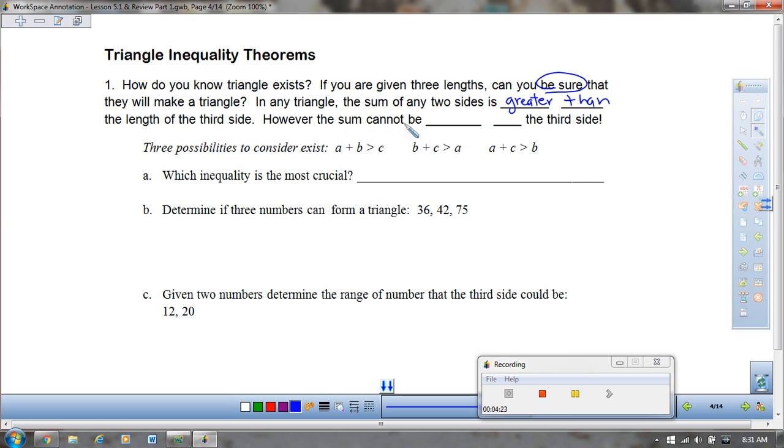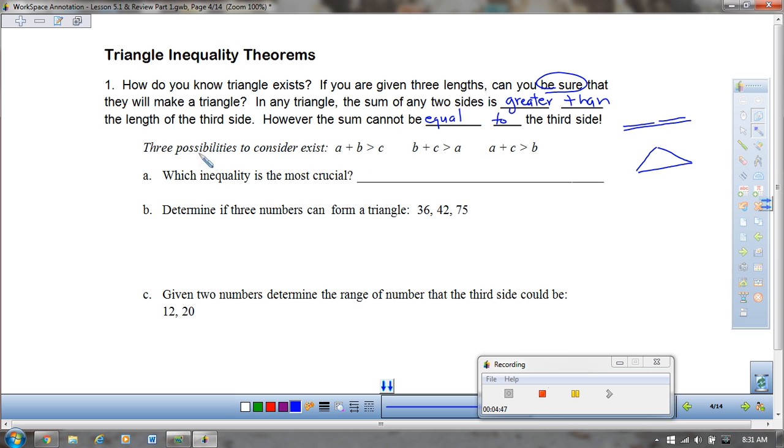The sum of any 2 sides cannot be equal to. And the reason for that is that if you have 2 sides that are equal to the third side, then they're going to collapse and not make a triangle. The 2 sides, the shortest and the medium side, have to sum together to be greater than the third side for a triangle to exist.